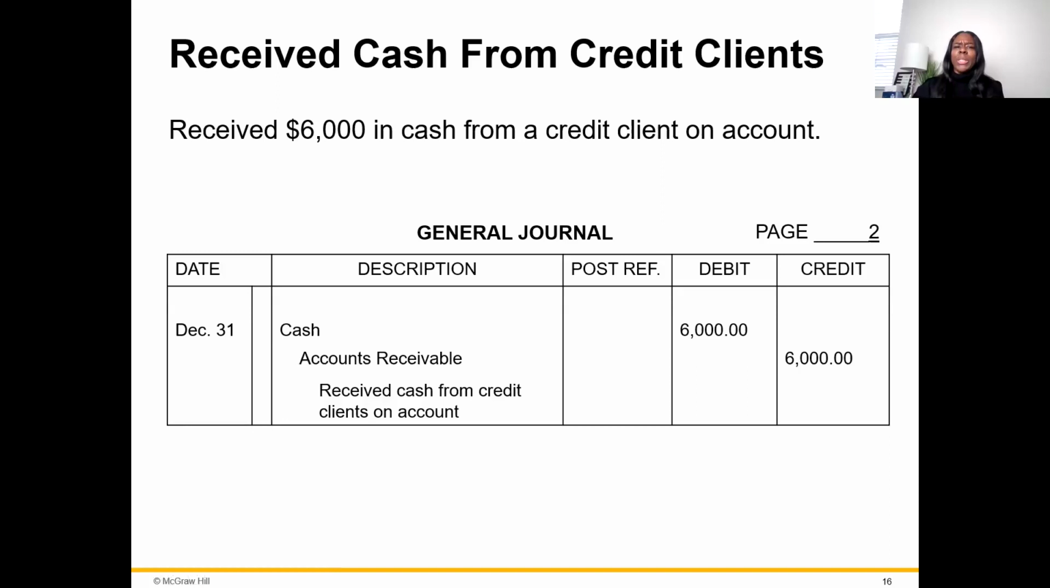So we're just going through a few more so you can get acclimated. So we receive cash. We already know cash is an asset, it's increasing. That's going to be our debit. From a client, credit client on account. So this client is paying off some of what they owe. And so accounts receivable is what they owe, and it increases on the debit side. So that means if they're paying this off, it's now decreasing. And assets decrease on the credit side, which is why that is a credit. So if an account increases on one side, it decreases on the other.